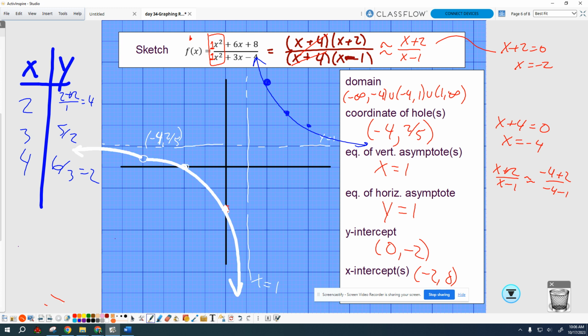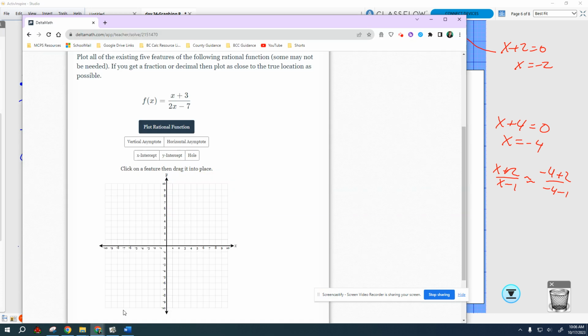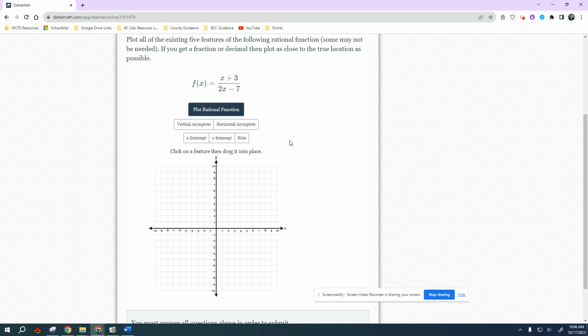Okay, I need to show you how your homework is going to look and how to use it. This is what the questions are going to say. Can you guys look up? Don't get the computer up quite yet. They want you to plot all of these features for this equation. You might need to write things down. But here, where's the vertical asymptote going to be?